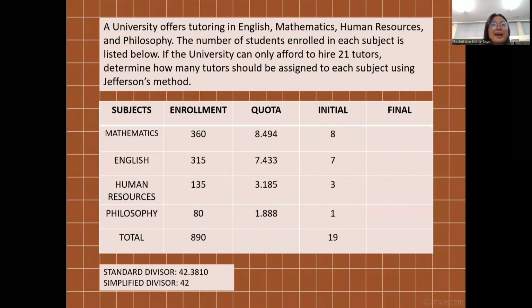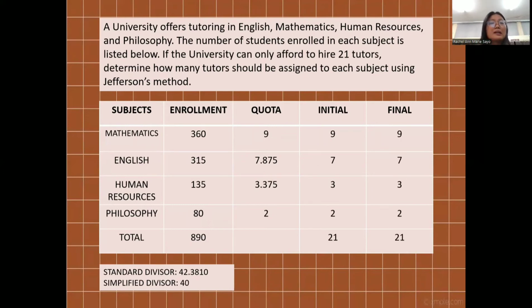So how can we get the quota? Here we can see 890. So we will have the quota here, 8.400, 8 rather, 4.494, English 7.433, 3.185, 1.888. Initial 8, 7, 3, 1 and 19. It should be matched here. So I will show you in the next table.